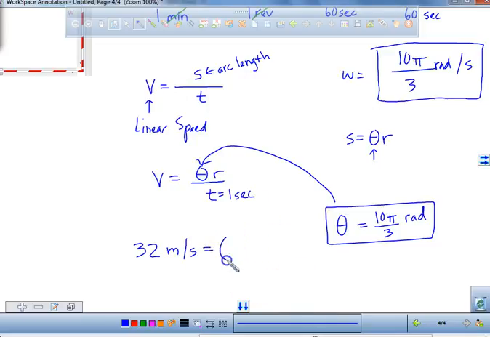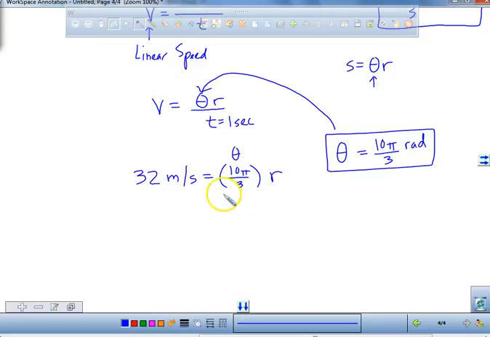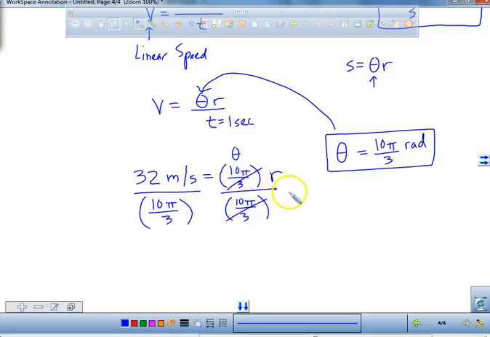So this is what I want you to do. Plug in 10 pi over 3. This is the radians that's traveling. This is theta, over seconds. And all you have to do to solve for r is divide both sides by the radians, or how far it's traveling in 1 second. And these will cancel out, and that will give us the length of the radius.